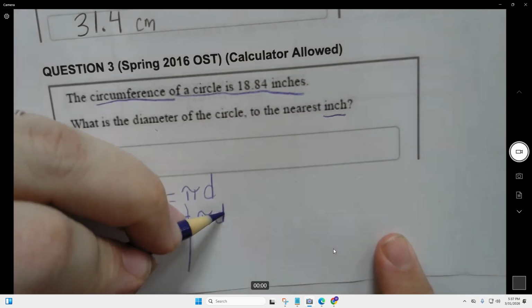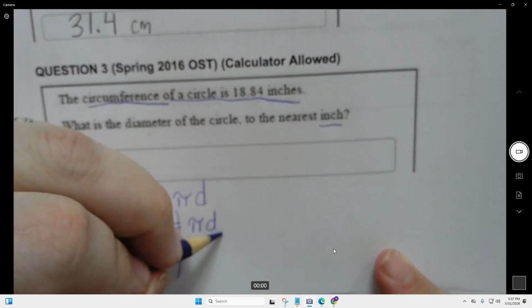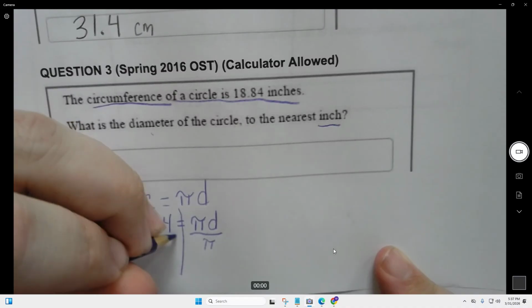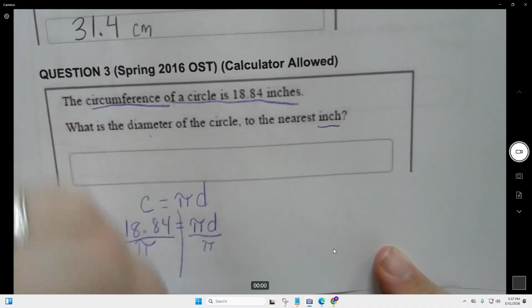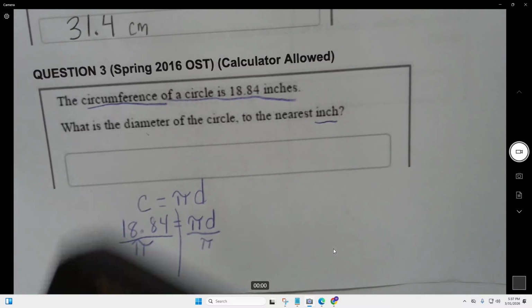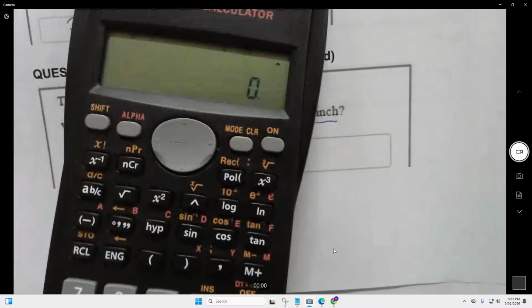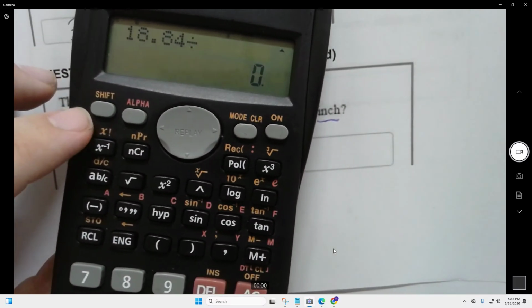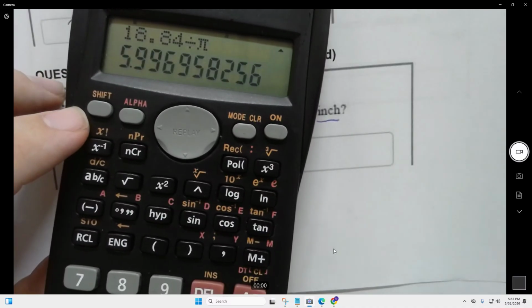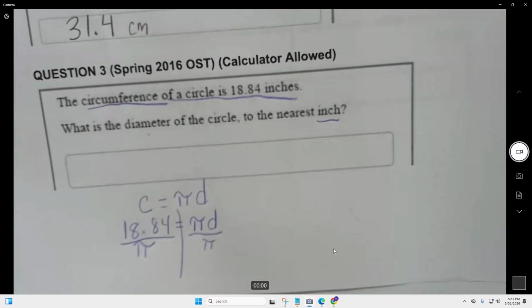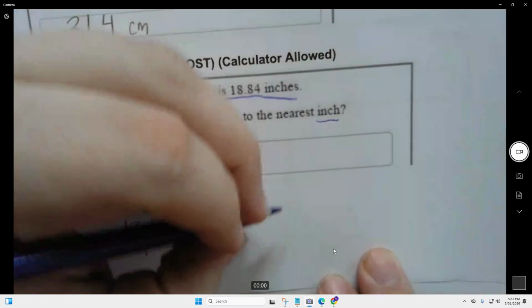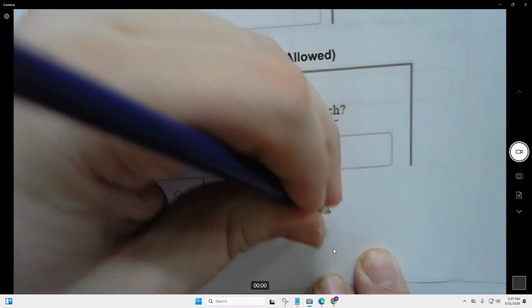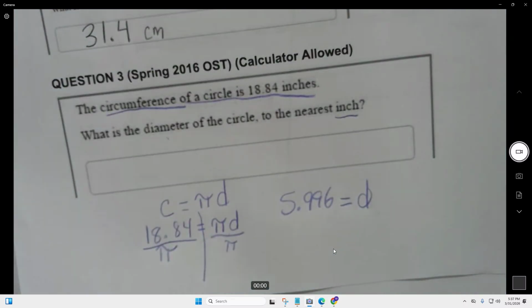So this pi is being multiplied by d. So instead of multiplying, you're going to divide both sides by pi, because what you do to one side, you're going to do to the other. So if we do 18.84 divided by shift exp pi, you get 5.996. 5.996 equals D.